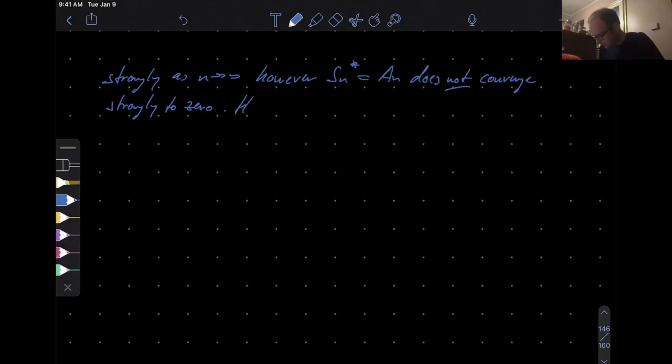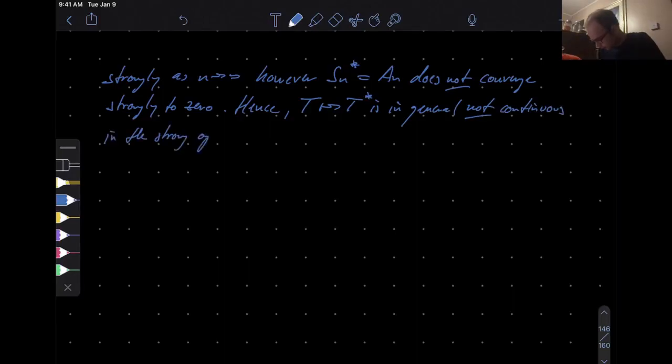Hence, that's precisely what it means to say that this map T going to the adjoint is in general not continuous in the strong operator topology. Okay, excellent. So this really now closes the proof of that theorem about properties of the adjoint.